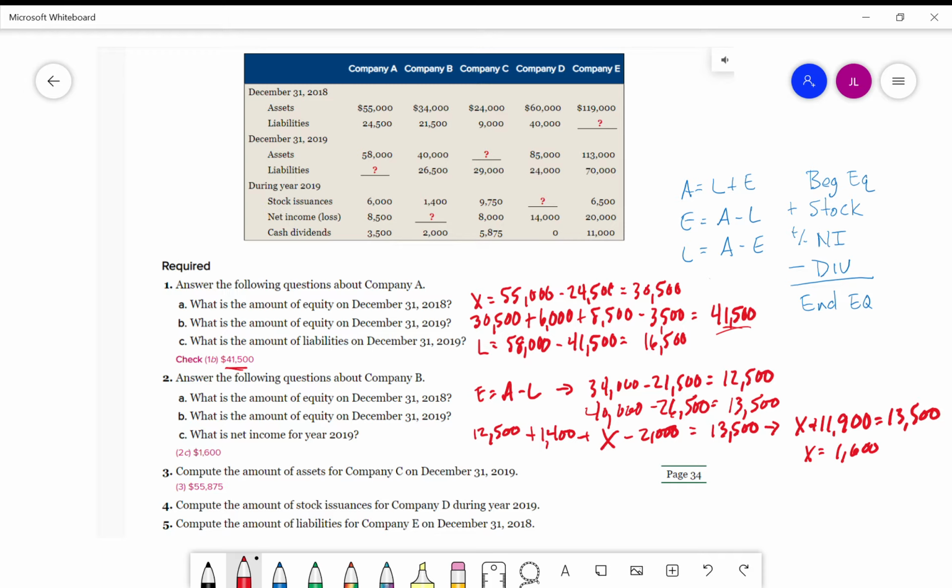Let's see, how do I want to do this? Page 34 is going to be in the way. Let me do this over on this side if I can. So we have our beginning equity of 15,000.